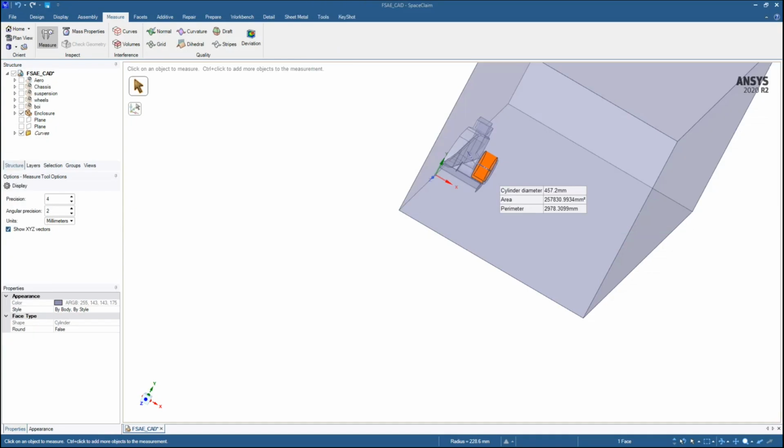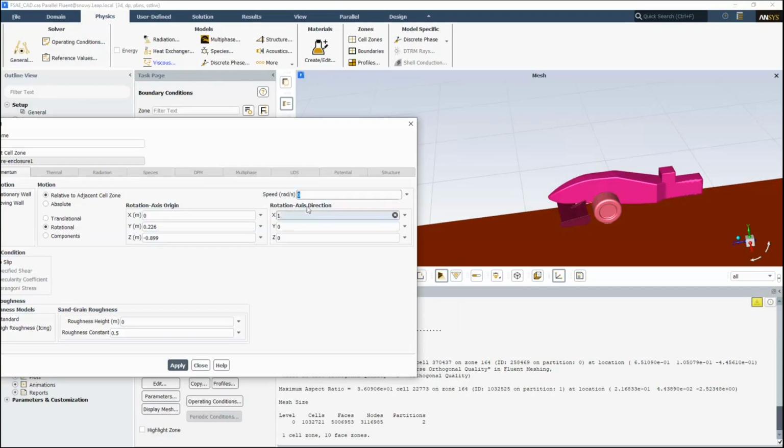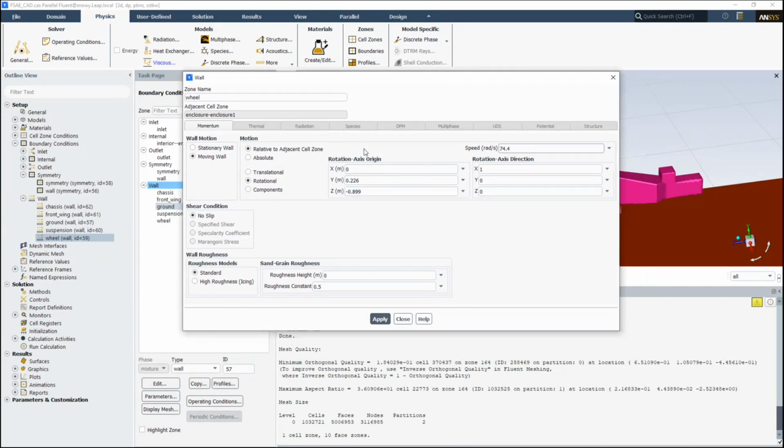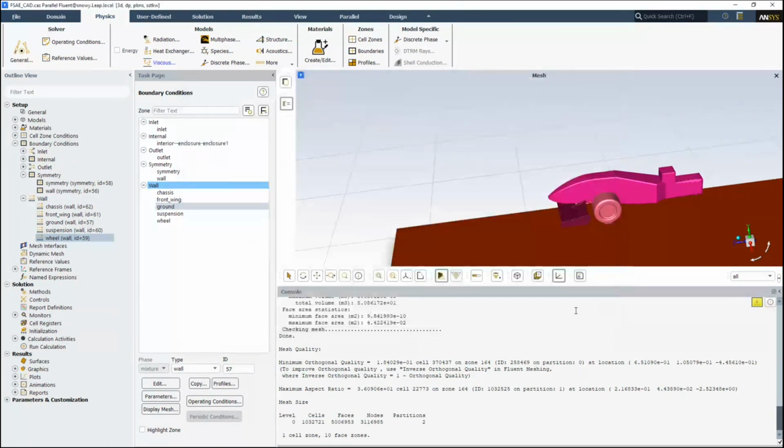So we go back to Fluent. We can see it's asking for the speed of rotation in radians per second, 74.4 that we just calculated. And now we've got a rotating wheel about our wheel's axis, rotation axis origin, and rotating in the right reference frame. Okay, so that's all the boundary conditions. The rest are just normal walls.